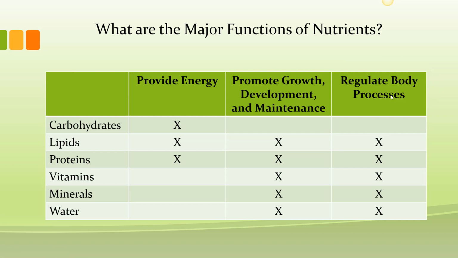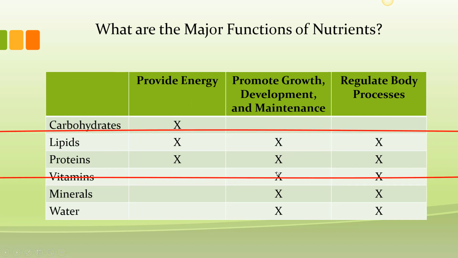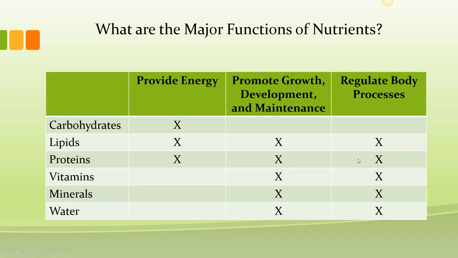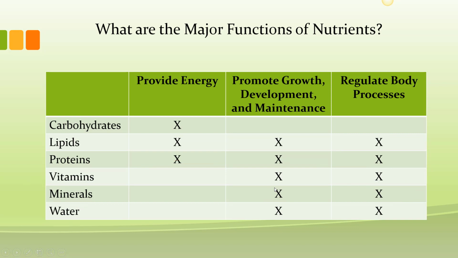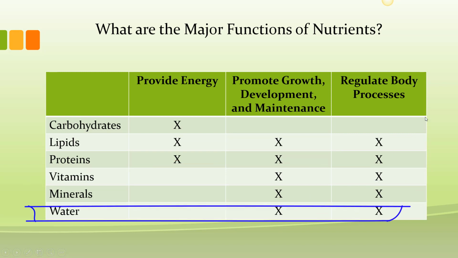Now, some functions overlap among these categories, as you can see, but the primary purpose of carbohydrates, lipids, and proteins is to provide us with energy, whereas proteins can also help to promote growth and development and maintenance, as well as regulate body processes like enzymes. Vitamins and minerals are mainly involved in regulating body processes and promoting growth, development, and maintenance. And water is involved a little bit in both, overlapping that category.